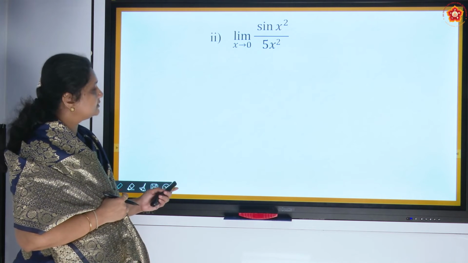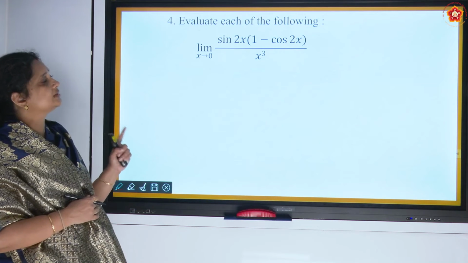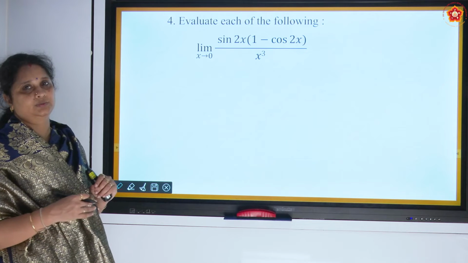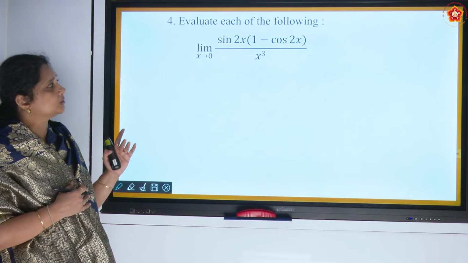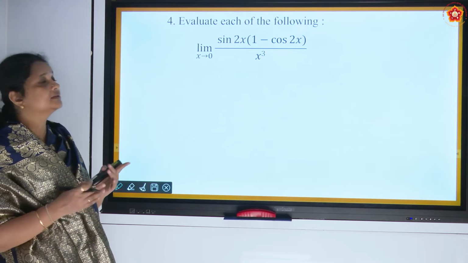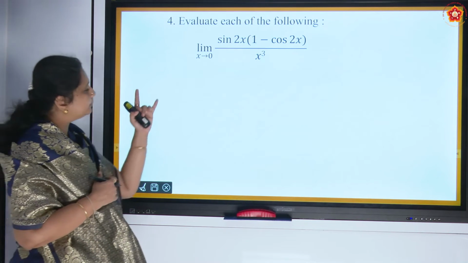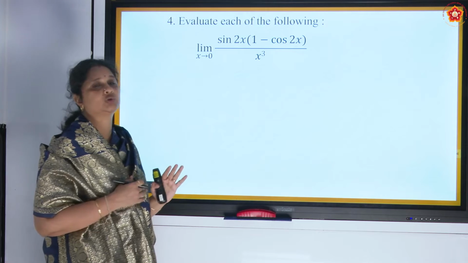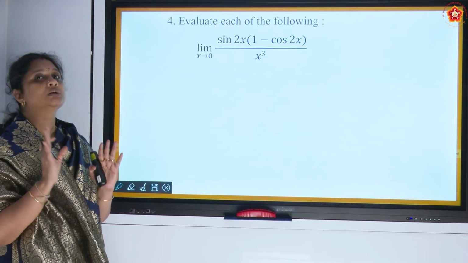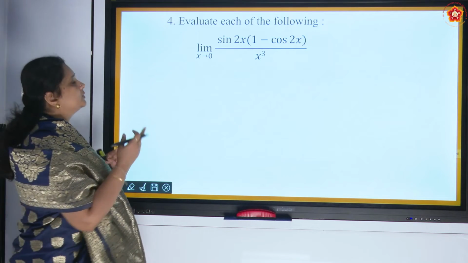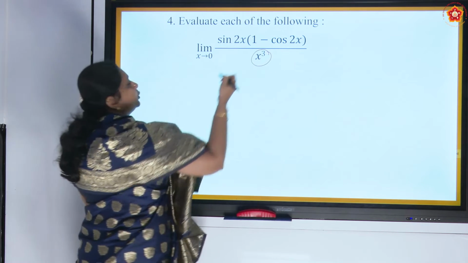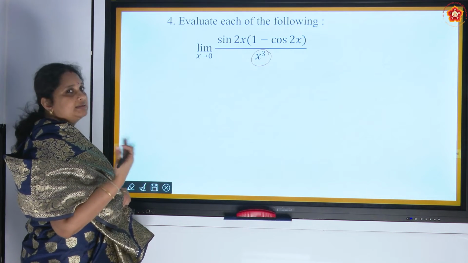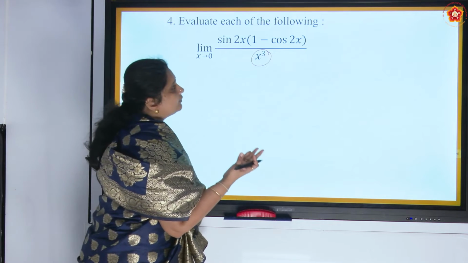The next question: limit of sin 2x into (1 minus cos 2x) by x cube. We have various identities in trigonometry that you have learned, correct? We'll put it into simple ratios so that it's easy for us to evaluate. On the denominator it is x cube. If I have a 2x, I can easily evaluate. And there I have a cos 2x.